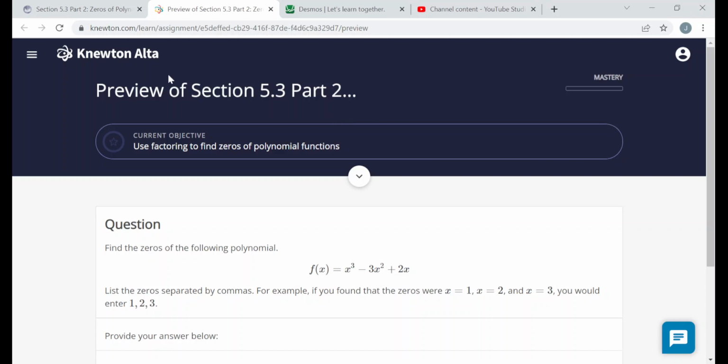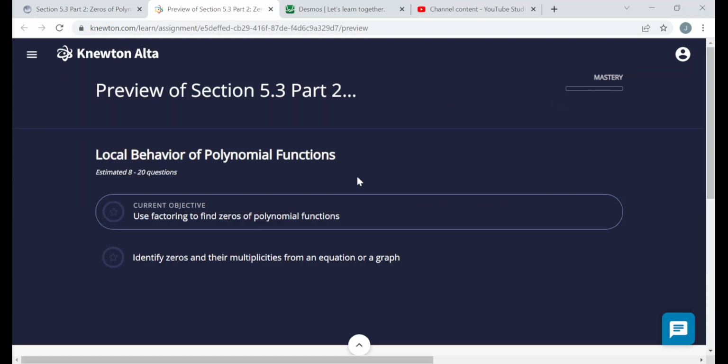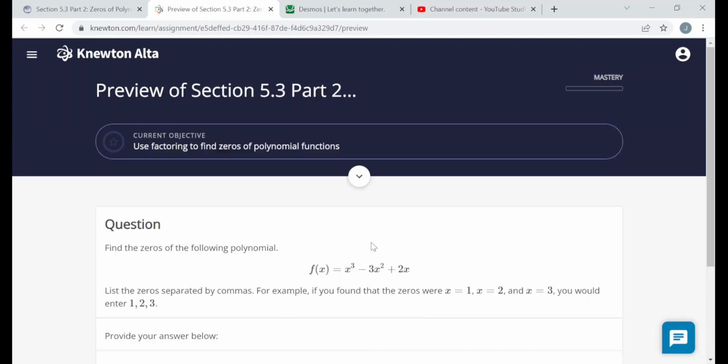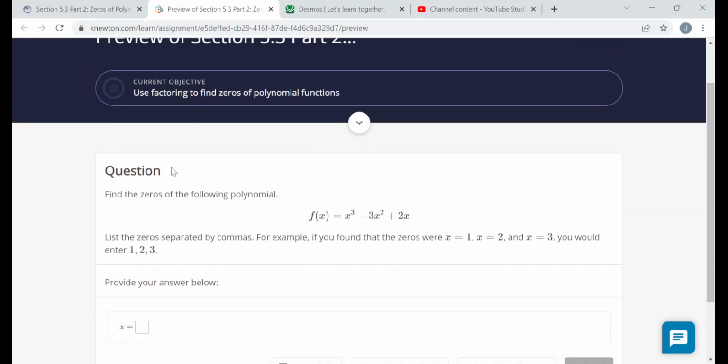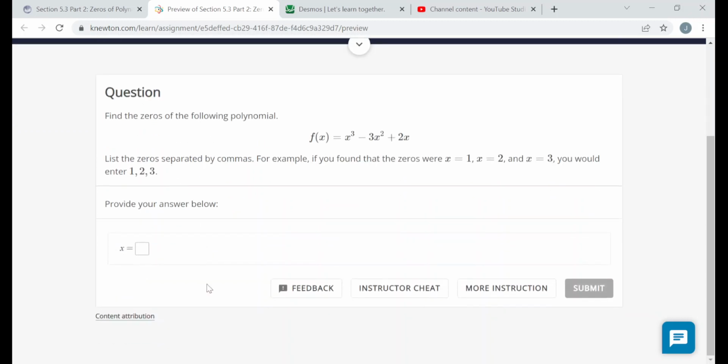Alright, so on your assignment page, you have the title, your mastery bar. You can see the objectives. Looks like there are 2 objectives in this particular assignment. Under the current objective, there should be a question related to that objective. And then at the bottom of every question, there should be a feedback button. You can send feedback to Knewton. You will not have this instructor cheat button, so that's for instructors only.